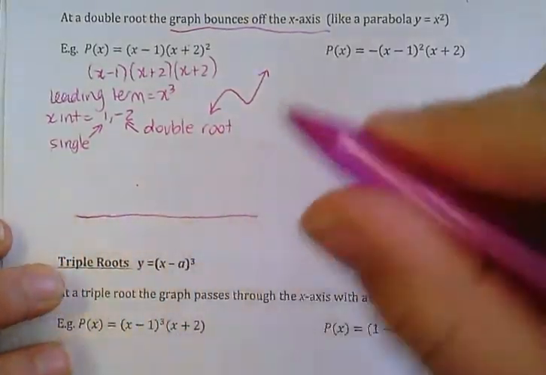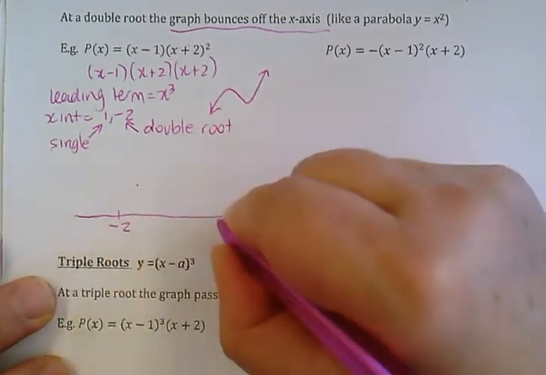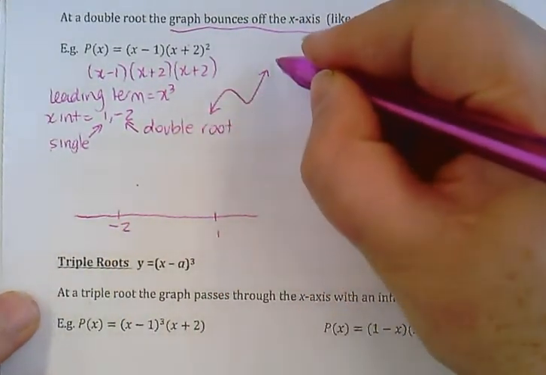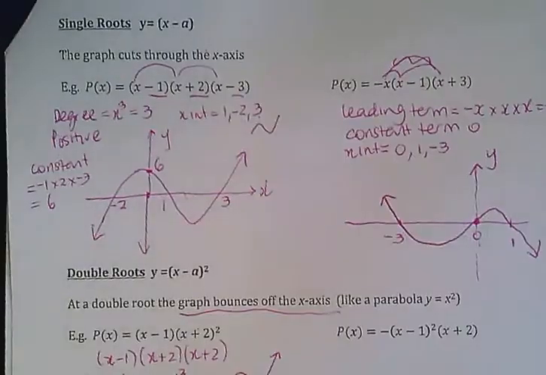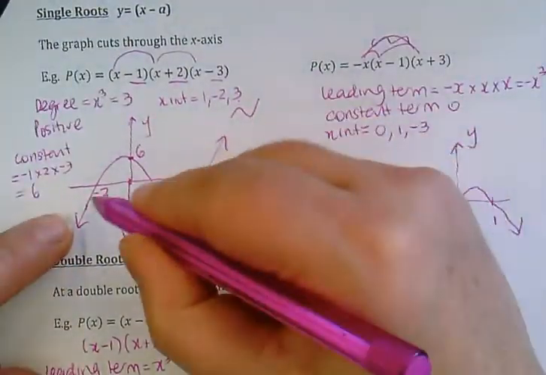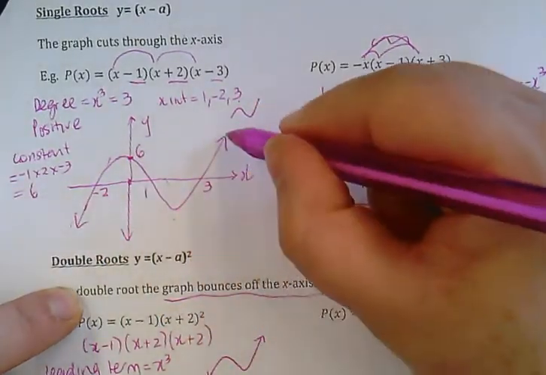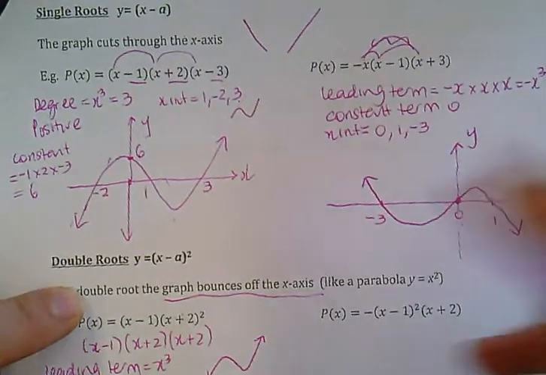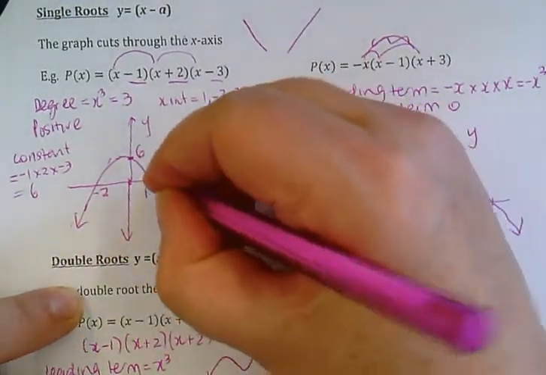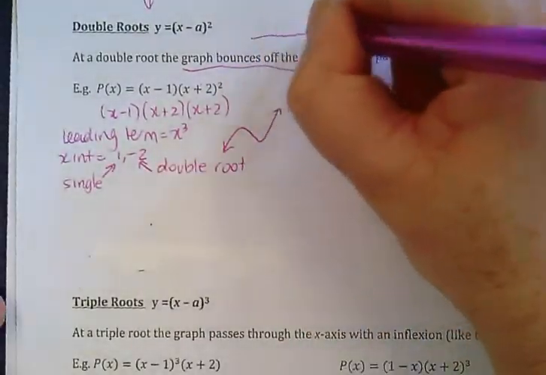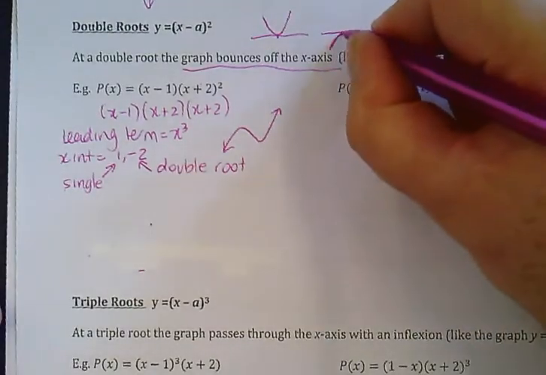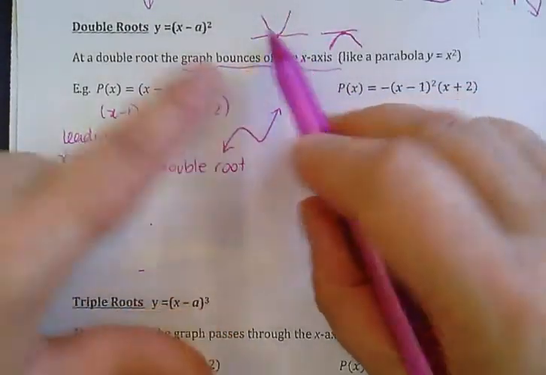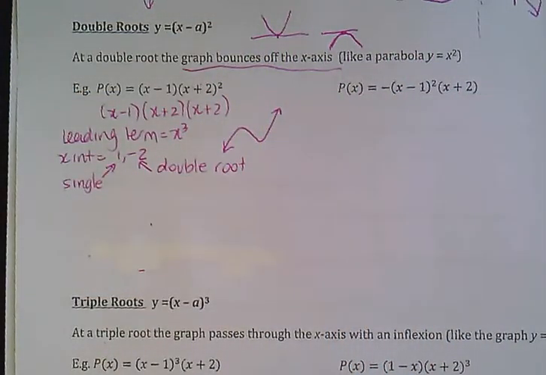So I'm going to put where my roots are. I've got roots at negative 2 and 1. My general shape has to be like that, but it bounces. Sorry, let me go back up here for a minute. Single roots: the graph cuts through the x-axis, like that, or like this. See how it just cuts through where the x-intercepts are? But what we mean by a double root is that it'll bounce off. So let's say you've got a double root here. It'll either bounce off like that or like this, from below or from above. That's how it touches the x-axis at that point.